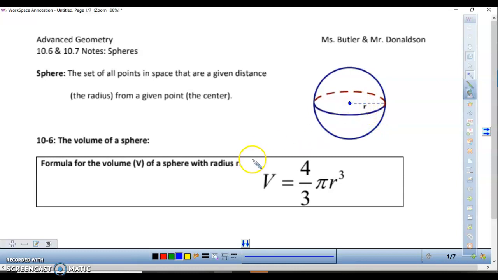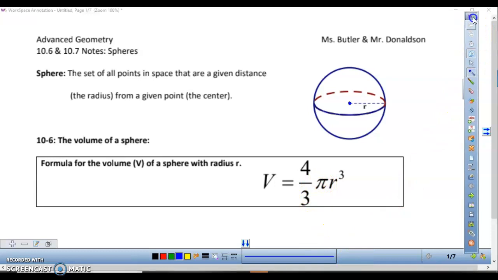All right, so in the video you watched, the derivation of the volume formula for a sphere used what we learned about cones and cylinders. You found that to find the volume of a sphere, we use this formula: the volume is equal to 4/3 pi r cubed. So we're going to use this formula, do a couple examples, find the volume of some spheres.